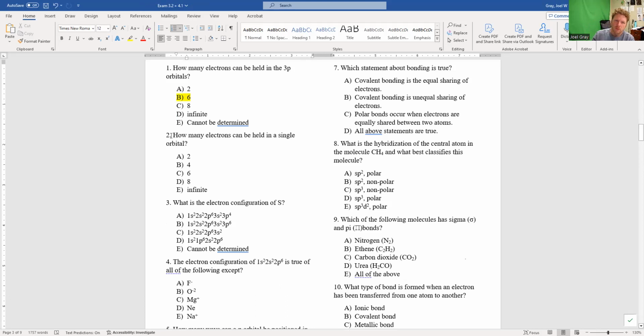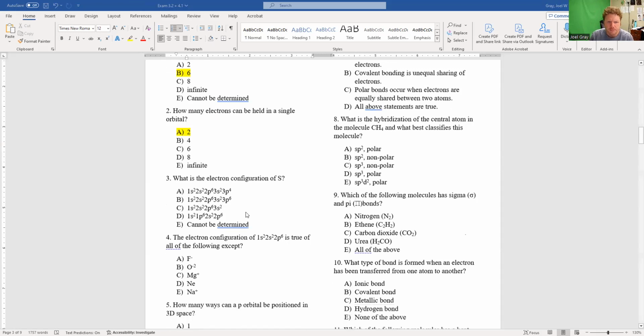Question number 2 is kind of a similar question. How many electrons can be held in a single orbital? Now, the important thing about that question is it doesn't say a p, an s, a d, or an f orbital. And so I want you to treat that as kind of a clue that we're talking about one of these orbitals in a very general sense. So if it's an s orbital, that can hold 2 electrons. A p orbital, well, there's 3 of them, and each one can hold 2 electrons. So our correct answer for number 2 is A, 2.